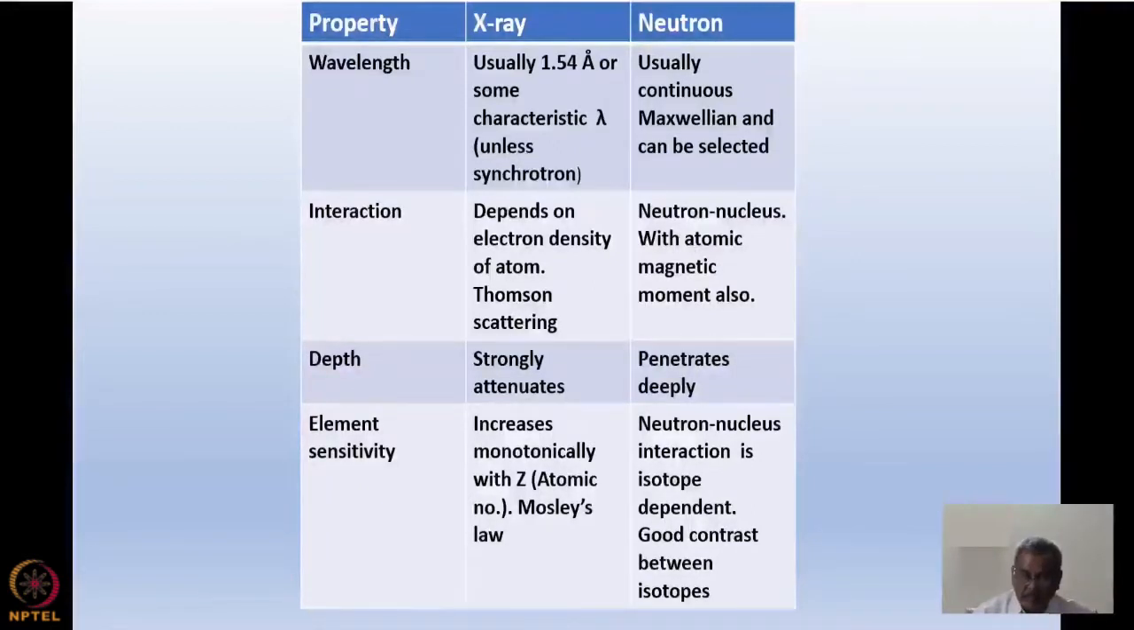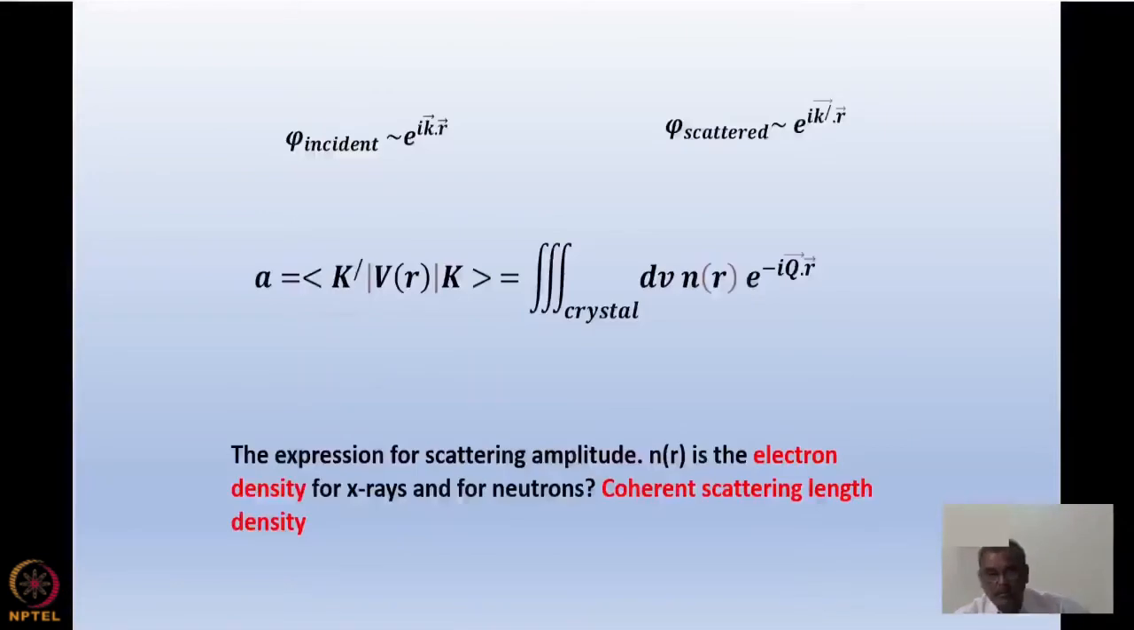And I am sorry, I mentioned at some point that X-rays follow a linear increase. I'm sorry, Moseley's law is a power law. So in case of X-rays, the scattering intensity or scattering length varies as (Z minus mu) to the power q for X-rays.